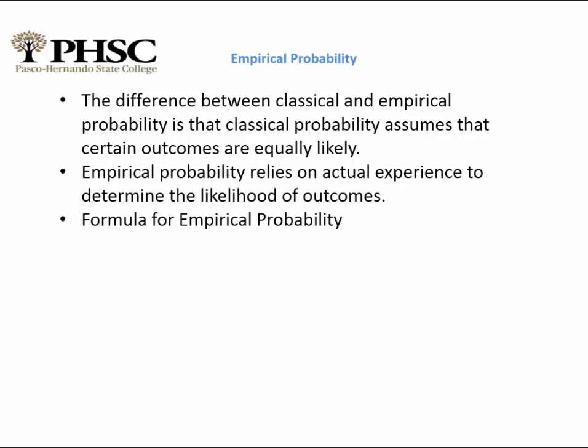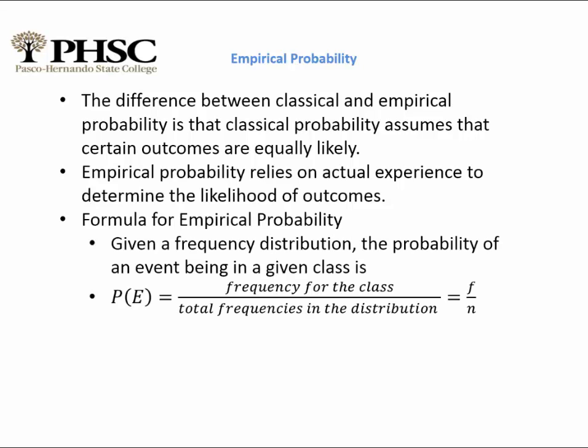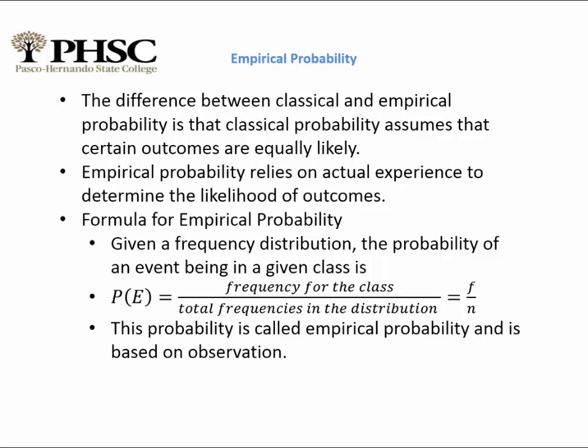So the formula for empirical probability would be, given a frequency distribution, the probability of an event being in a given class. So let's assume that we're talking about a frequency distribution. The probability of that event would be the frequency for the class divided by the total number of frequencies in the distribution. So it's F over N. This probability is called empirical, and it's based on observation.